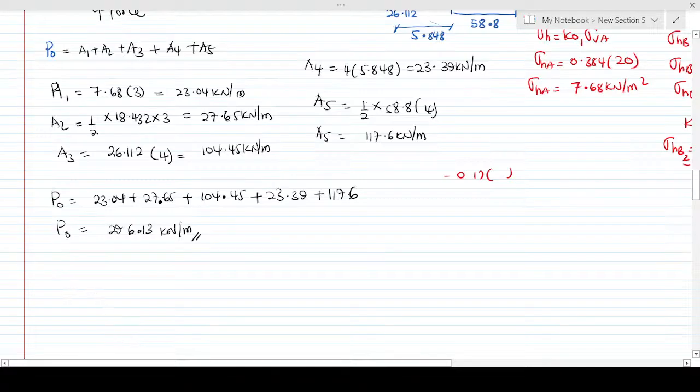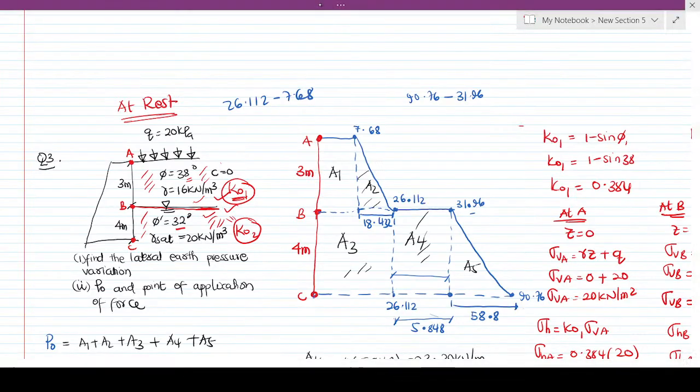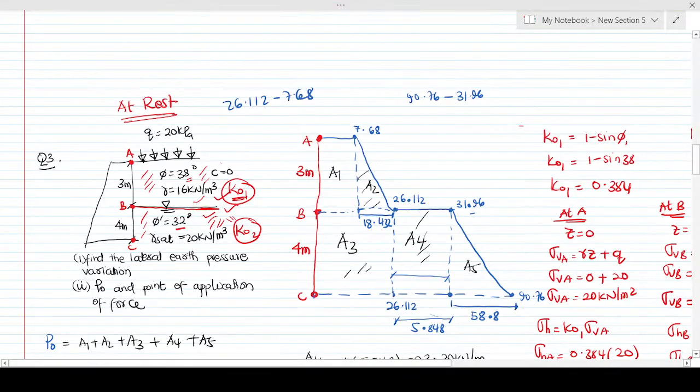So we use variable. So the resultant force times the moment of the resultant force is equal to the individual forces times their moments. So E1 x1 bar plus E2 x2 bar plus E3 x3 bar plus E4 x4 bar plus E5 x5 bar. Now, if you look at this, let me use different colors so that you can clearly see. E1, the centroid, it's a rectangle.